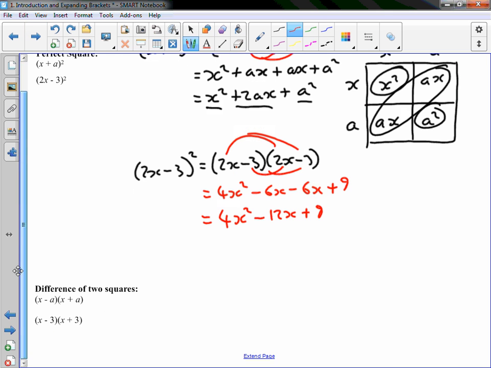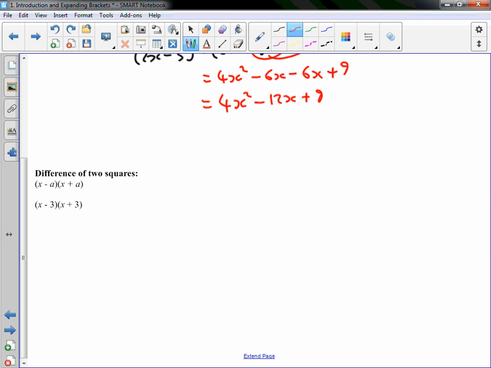Okay, hopefully you got that right. If not, go back, have a look at what you did, try and figure out where you went wrong whilst having this paused, and then come back to this. Okay, our second special case, difference of 2 squares. Now, why is this called the difference of 2 squares? Well, let's have a look at a generalized example at the top. I've got x minus a, x plus a.